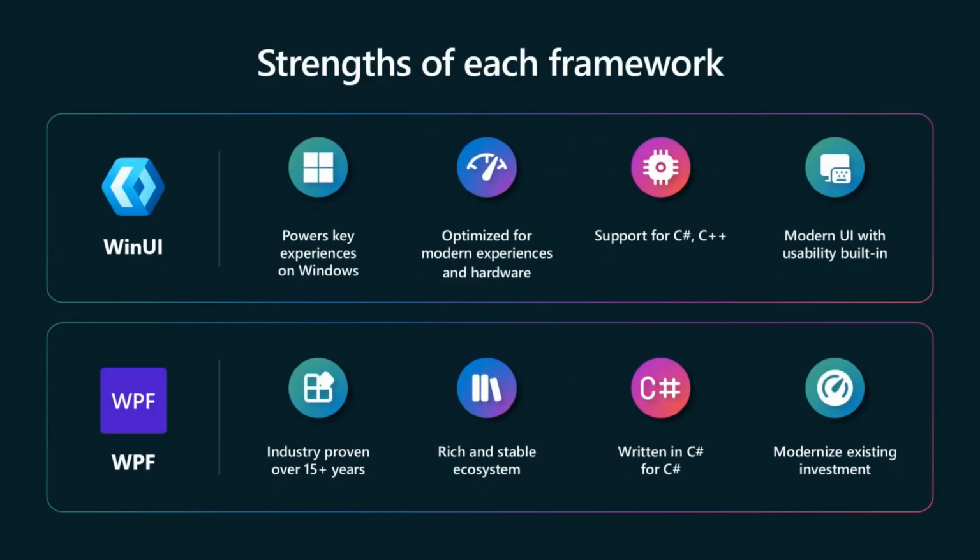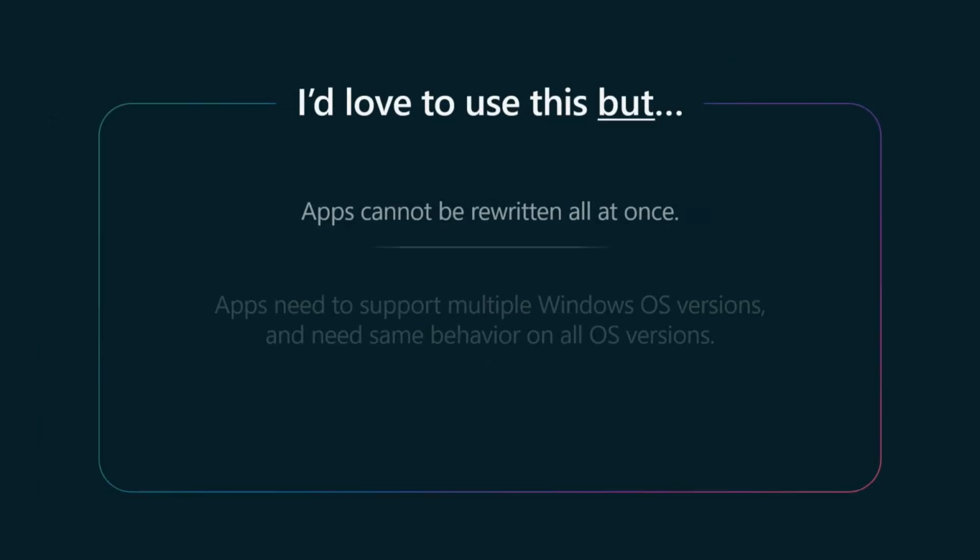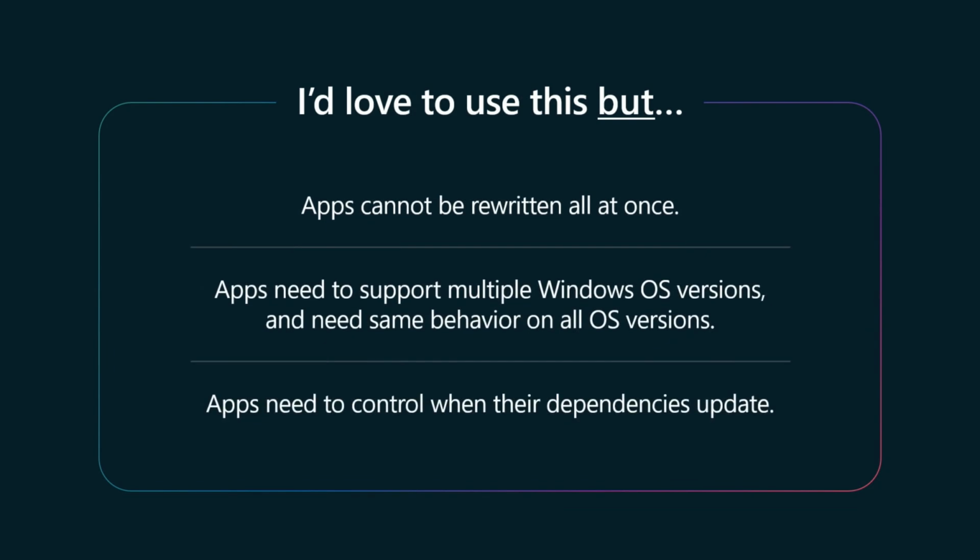So let's summarize what you have heard so far. We recommend WinUI if you're building a new app or would like your app to be aligned closely with the Windows system. And WPF is a great choice if you've already invested in WPF and you love the rich ecosystem with it. So after giving these talks for a few years, we've heard that there are some challenges.